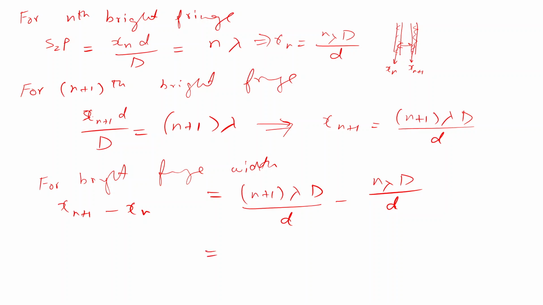So I'll get here two terms, n lambda D and lambda D. So n lambda D by d will cancel and I'll be left with lambda times D divided by d. So the fringe width for bright fringe will be lambda times capital D divided by small d. This will be the fringe width. Usually we denote fringe width with beta. So the fringe width for bright fringe will be given by this formula.